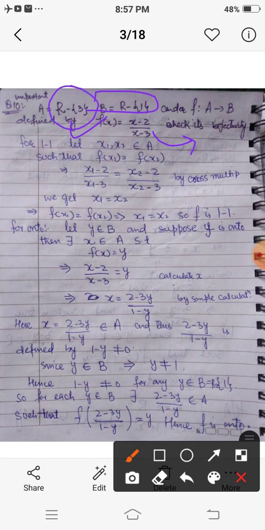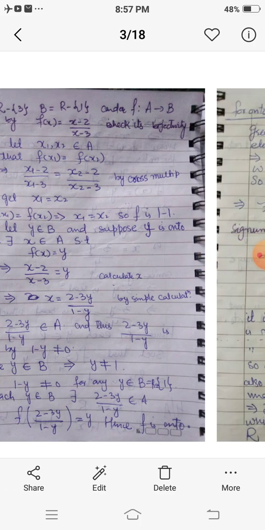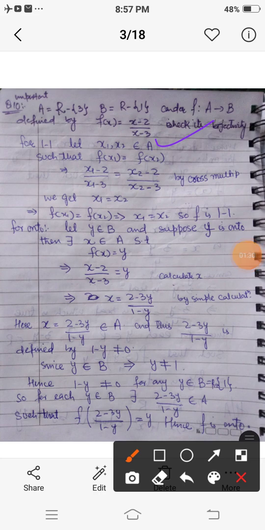Now we have to check whether this function f from A to B, defined by f of x equals x minus 2 upon x minus 3, is one-one or onto. For one-one, let x1 and x2 belong to A, the domain set R minus {3}, such that their images are the same, that is, f of x1 equals f of x2.